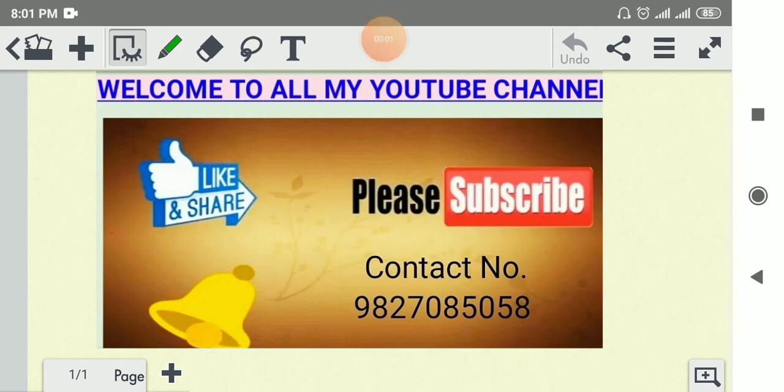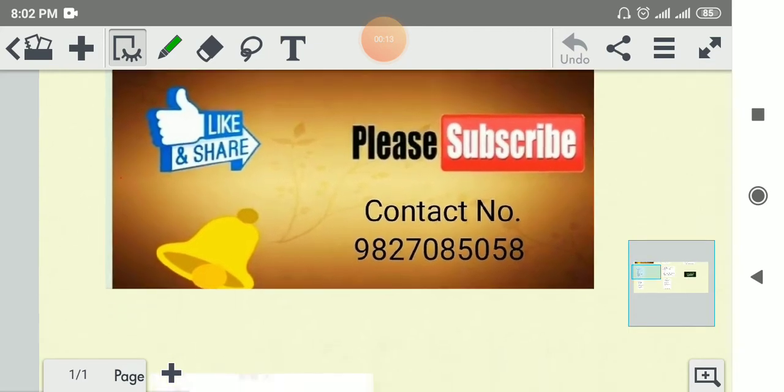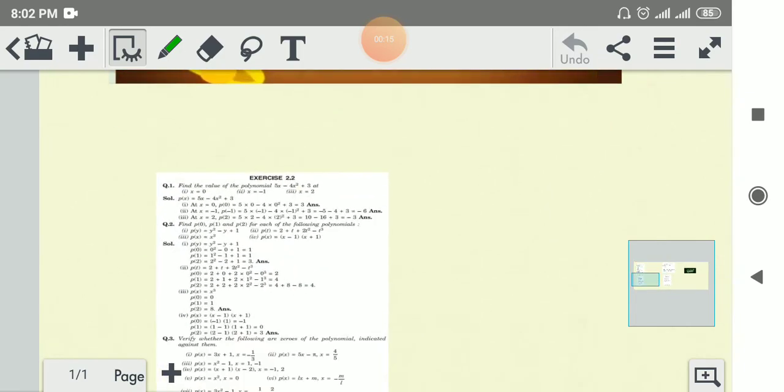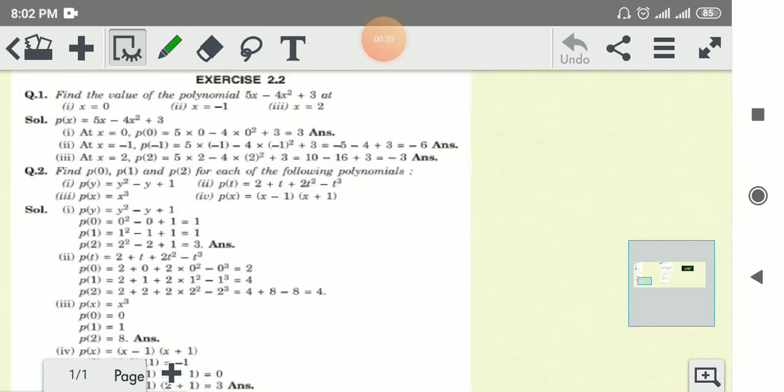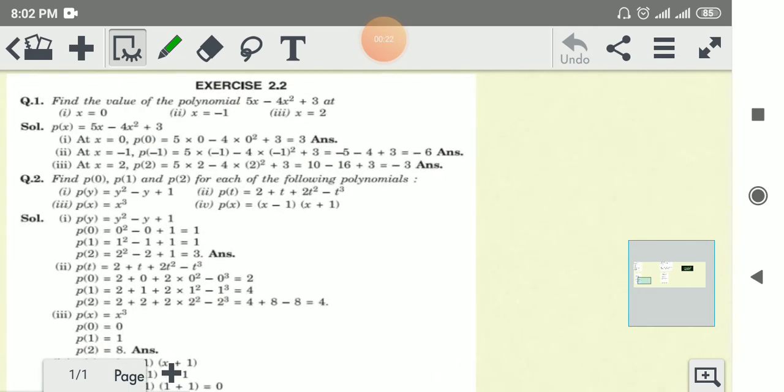Students, today we are learning exercise 2.2, 2.3 and 4 questions of 2.4. Okay, now start. Your exercise 2.2 is find the values of polynomials.